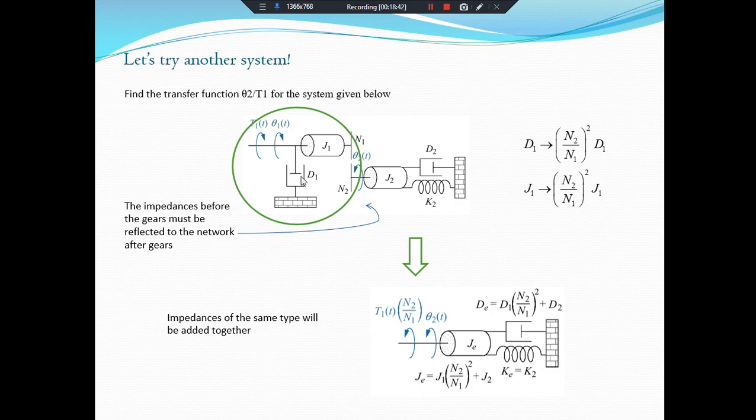We will not transfer D1 directly as D1 alone. When we transfer D1, it will become (N2 by N1) square into D1. Similarly, when we transfer inertia from the input side to the output side, it will become N2, basically the number of teeth on the destination shaft, by N1, the number of teeth on the source shaft, square into J1. It will become this.